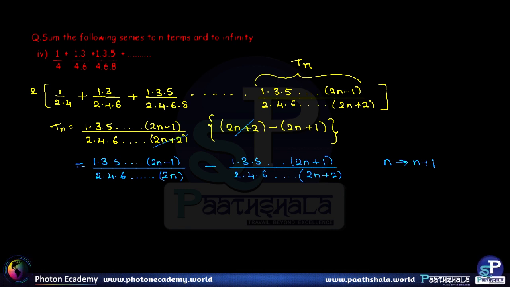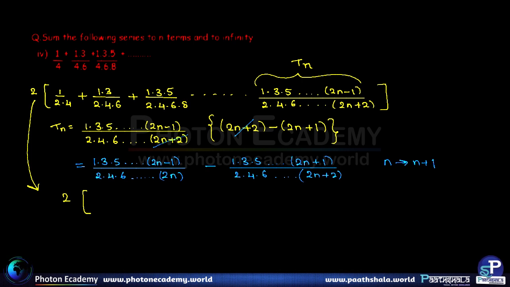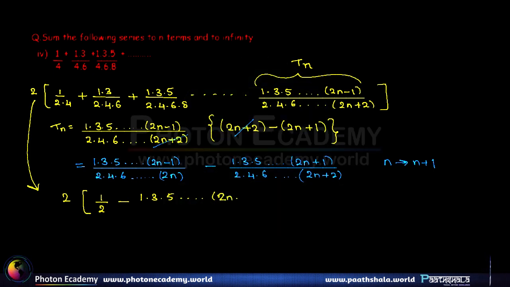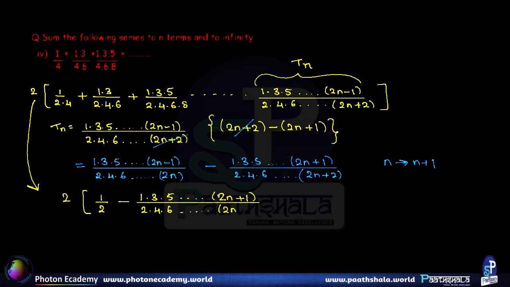So writing our final answer, not to forget this 2, we have 2 into, the first term will be 1 upon 2 because n is equal to 1. 2 minus 1 is 1 and 2n is 2, minus the last term, which will be 1 into 3 into 5 till 2n plus 1, divided by 2 into 4 into 6 all the way till 2n plus 2.